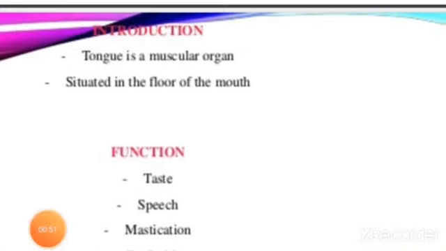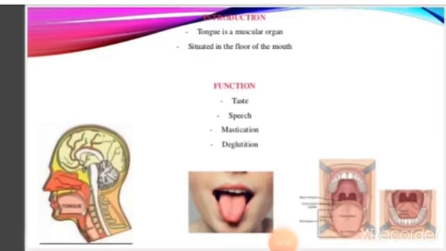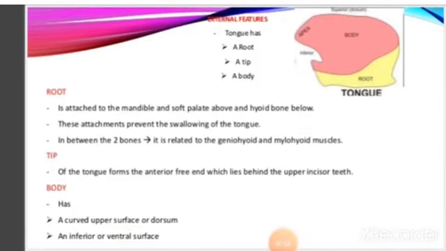Now the next is the various parts of the tongue, the external features of the tongue. The tongue has a root, a tip and a body. The root is attached to the mandible and the soft palate above and the hyoid bone below. These attachments prevent the swallowing of the tongue. In between the two bones, it is related to the genioglossus and the mylohyoid muscles.